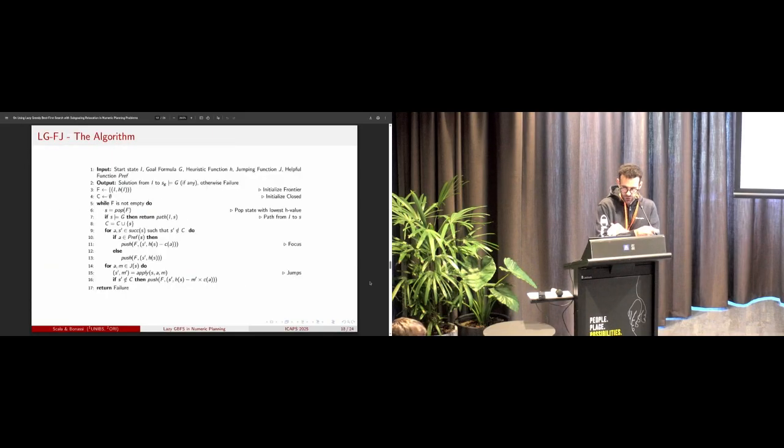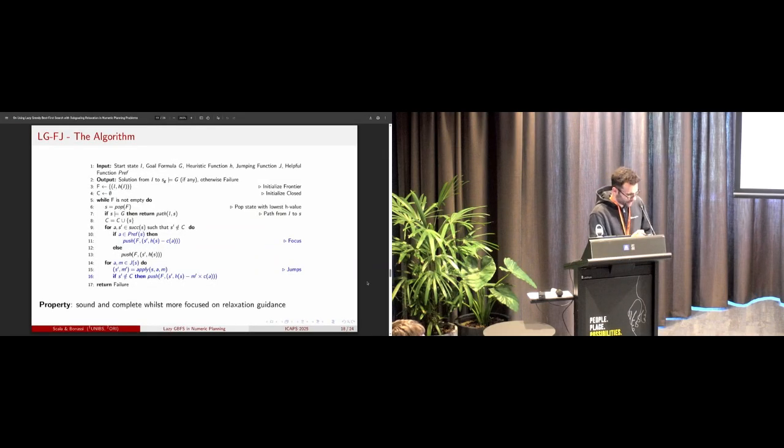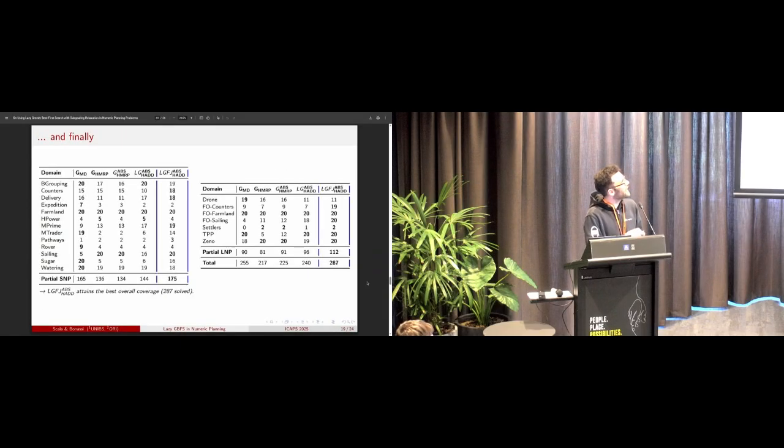Okay. So this is the full algorithm. In blue, there are the modifications to the standard lazy greedy best first search algorithm, and we have that this algorithm is sound and complete. So if there is a solution to your numeric planning problem, this algorithm will eventually find it. So if we put everything together, we actually achieve a coverage that outperforms the Manhattan distance, and we essentially set a new state of the art for this type of search configurations.